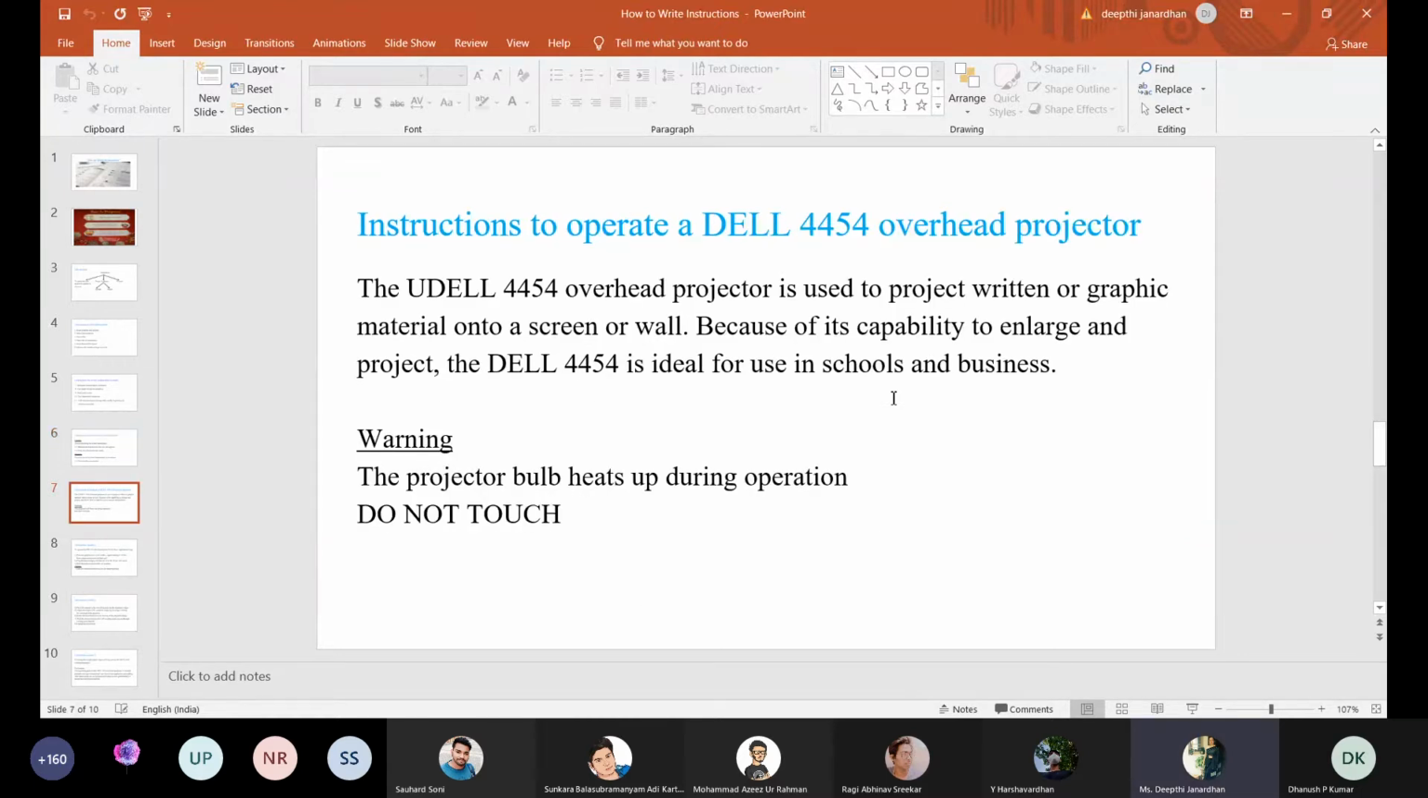Okay, so this is one small instruction that I have here. If one of you could read this out for me. Can one of you read this out for me, please?